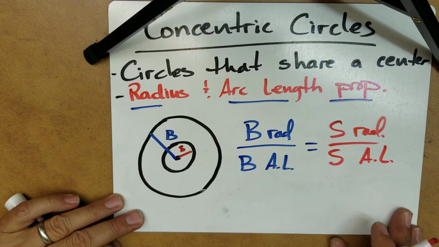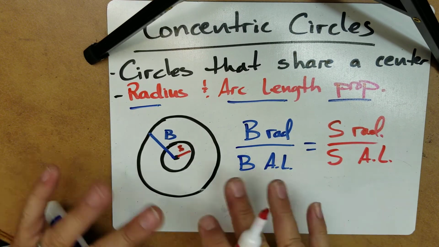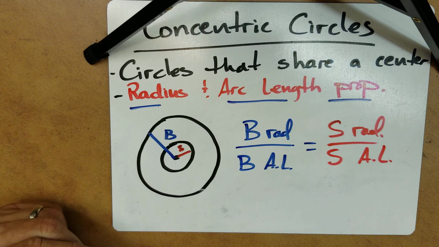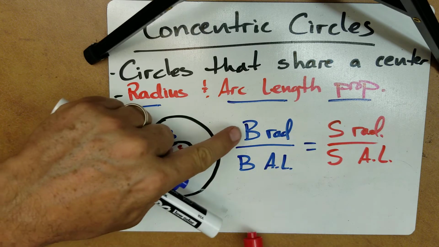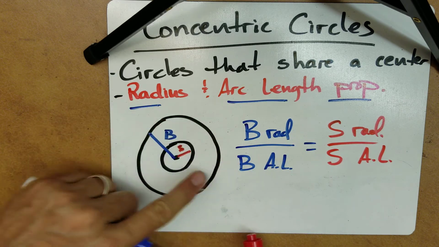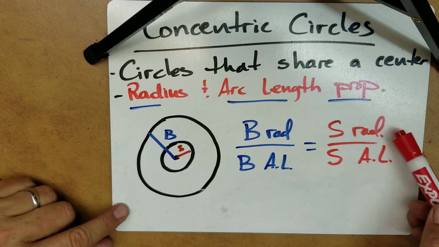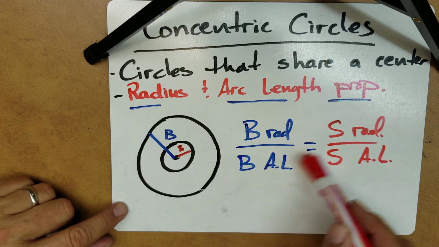Remember that proportions are really easy. It doesn't really matter how you set it up as long as you're consistent. This is one way. I take the radius of the big one and I compare it to the arc length of the big one, and I compare that to this. Pretty easy cross product property.